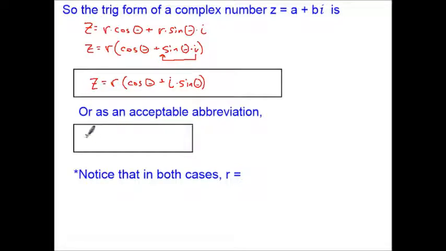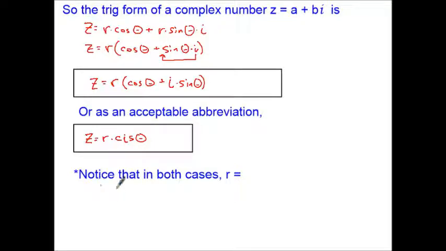So the abbreviation that worked really well and saved a whole lot of writing was r times cis theta. Again, cis means cosine plus i sine. And again, the theta was the same both times, so if you want to save yourself having to write that thing twice, you can just reuse cis instead. I will be totally fine with it, even though the book never uses it.